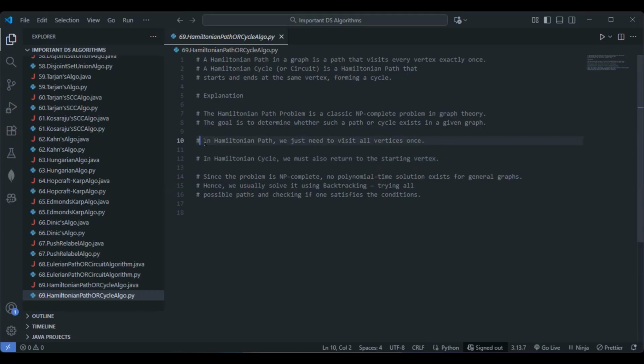Again, in a Hamiltonian path, we just need to visit all the vertices once. In a Hamiltonian cycle, we must also return to the starting vertex, so that causes a loop, which is basically called a cycle. Since the problem is NP complete, no polynomial time solution exists for general graphs.